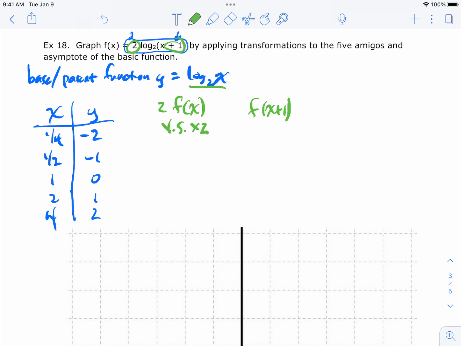Do you remember what that does? That would go, let's see, left by 1. And so those are our 2 transformations. We should go a vertical stretch, and we should go left by 1.